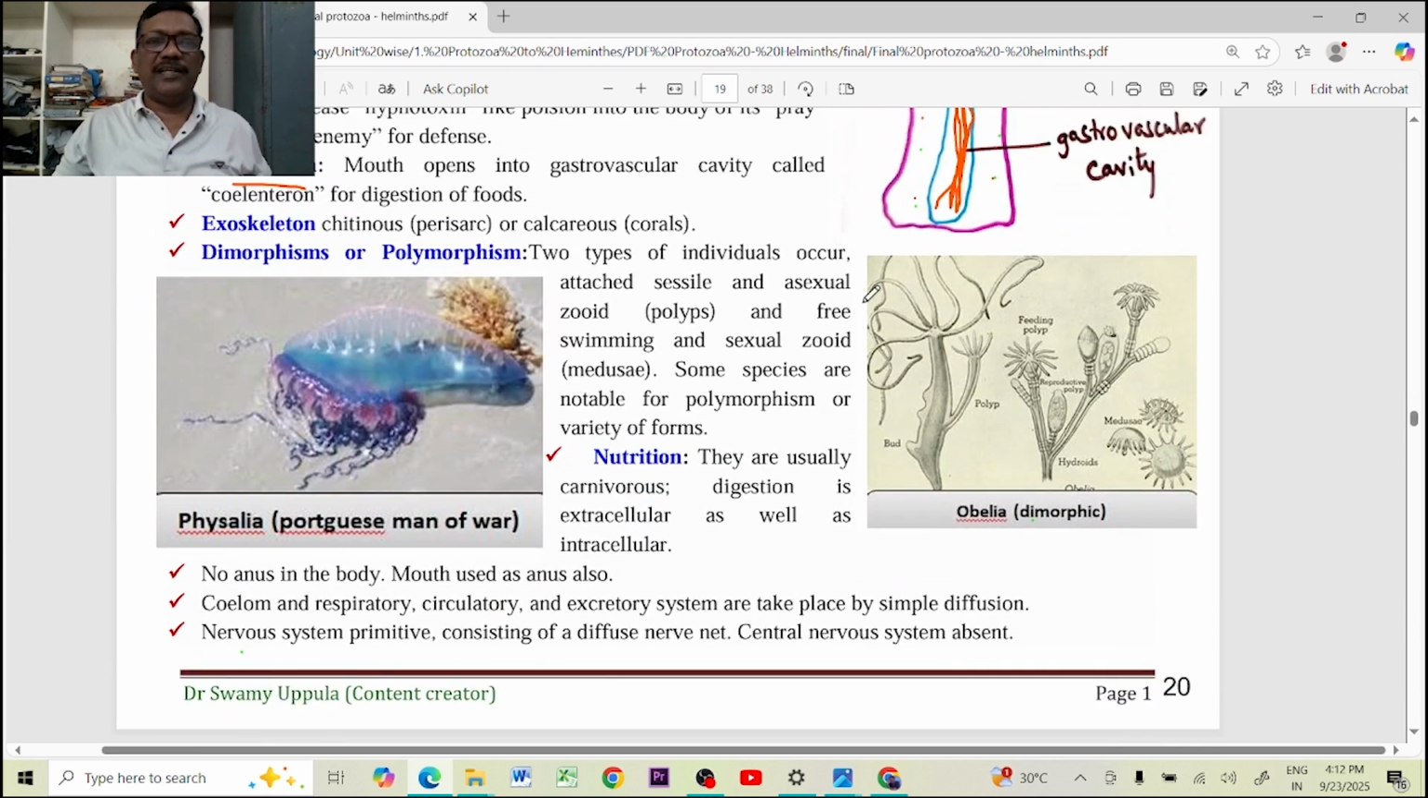The exoskeleton is made up of calcareous or chitinous material. This calcareous material can form the corals. The corals are very important. Coral reefs actually form the Andaman Nicobar Islands and Lakshadweep Islands. These were formed by corals that have remained in the oceans for millions and billions of years. They form the mountains and they form the islands also. Next, we will discuss corals and coral reefs later.